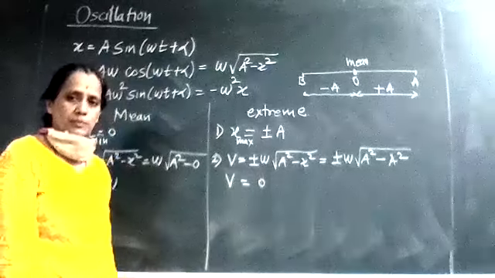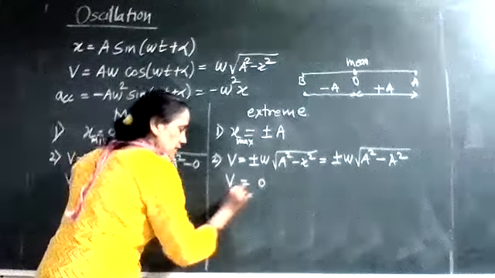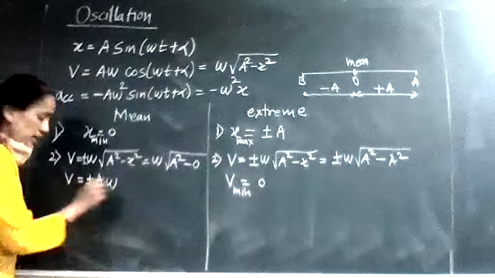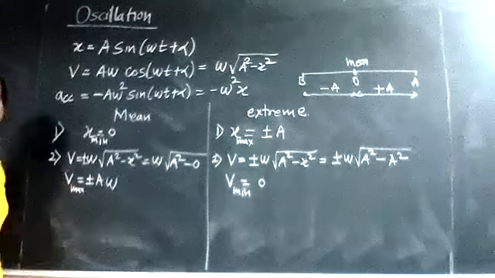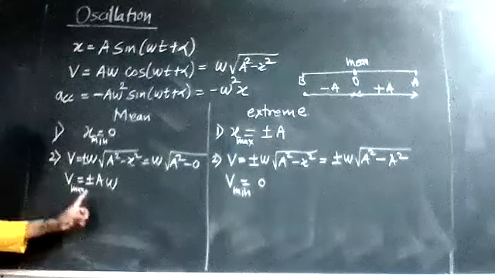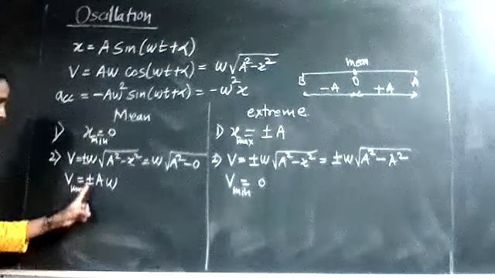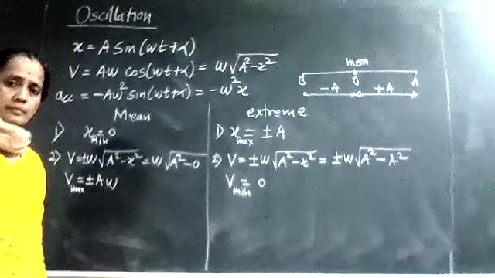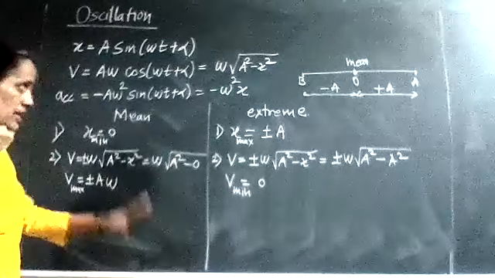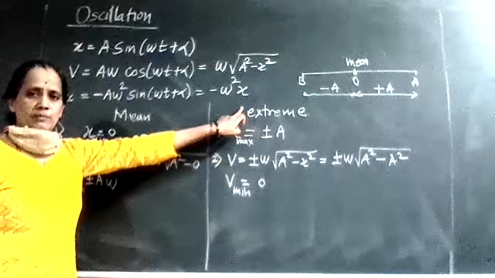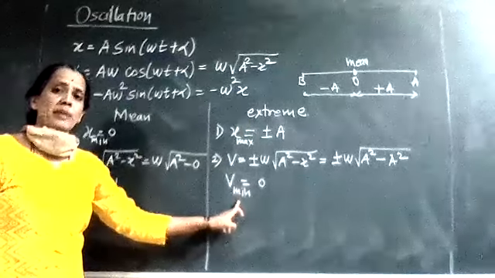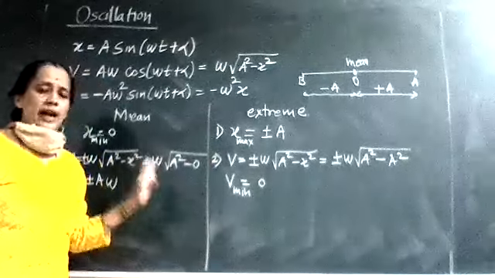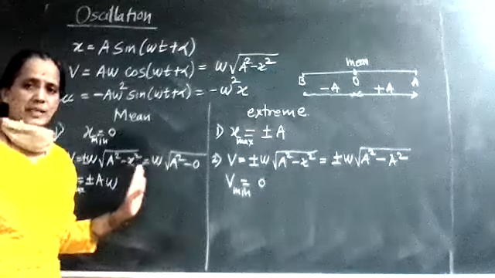Velocity is 0. So velocity is 0 means this is the minimum value of the velocity. And v is equal to plus minus a omega means this is the maximum velocity. So v max is equal to plus minus a omega, and here v minimum is equal to 0. Here means when particle will go to extreme position, its velocity will become 0. And when particle will come back to mean position, at mean position its velocity will become maximum.